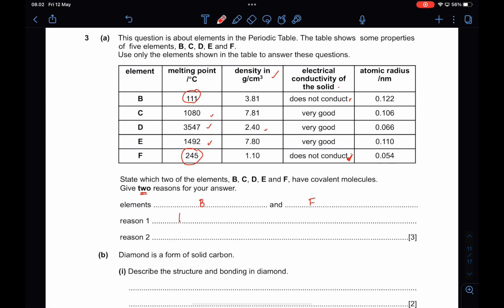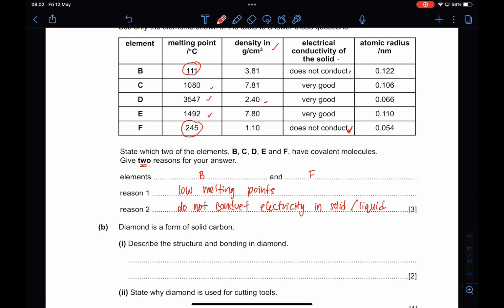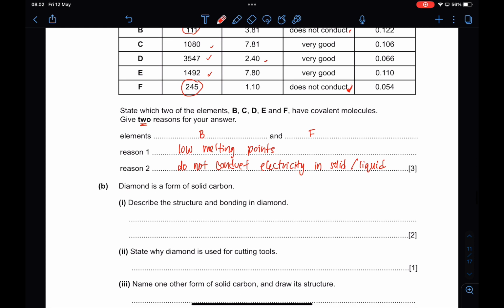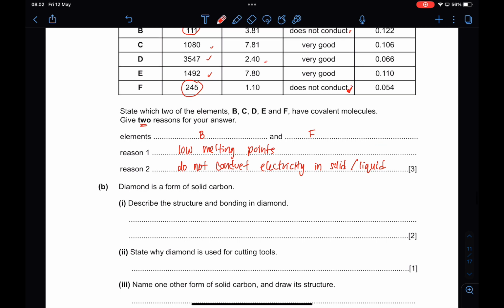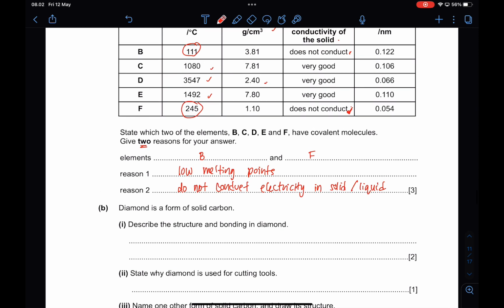So element B and element F. Reason number 1, low melting point. Reason number 2, do not conduct electricity. It is supposed to be solid or liquid, but in this case they only put solid, so it doesn't matter. As long as you say they do not conduct electricity, you will get the mark.